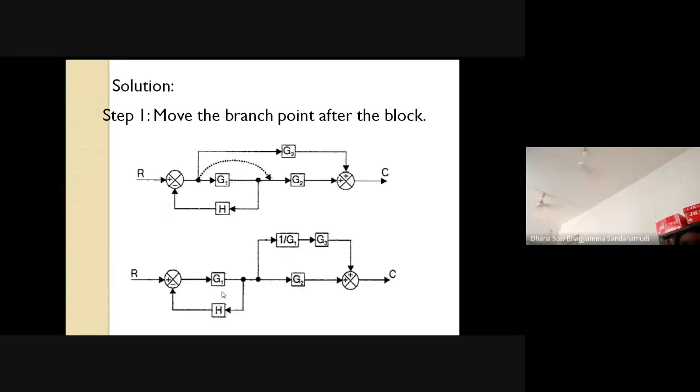I can reduce this negative feedback loop. You can perform 2 steps at a time in your next step number 2. Step number 1 is moving the branch point after the block. That is step number 1. In step number 2, I can write simply combining the cascade elements and eliminating the feedback path. In step number 3, eliminating the feedback path. I can do it like that.